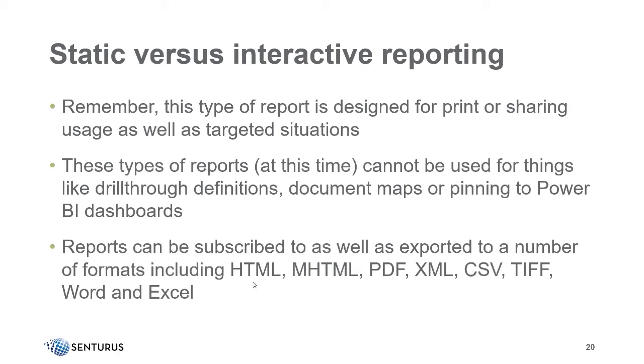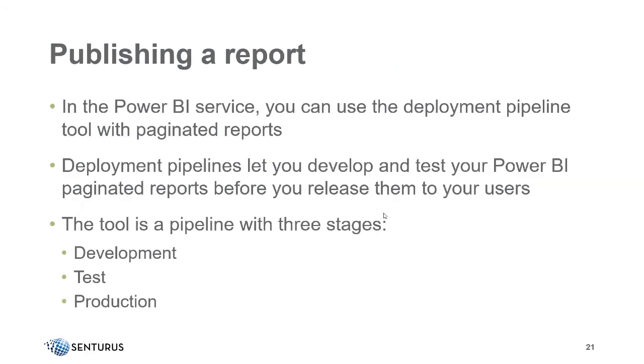We can dump this out as HTML, MHTML, PDF, etc. And notice that most of these are distribution style methods, especially things like the PDF, the Word, Excel. We send them out. How do we publish one of these? I just said that they're created local. Okay. How do I publish this? You can use your deployment pipeline, and this lets you move it through your 3 stages.